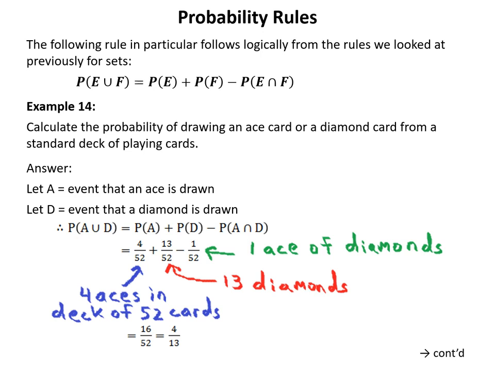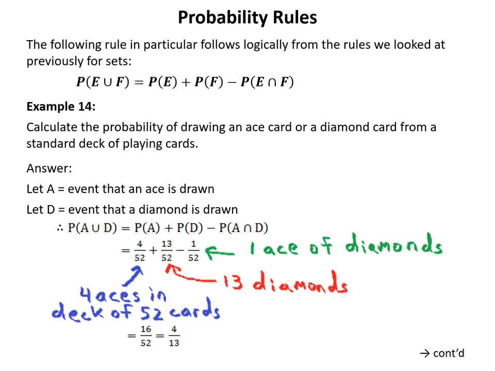The following rule in particular follows logically from the rules we looked at previously for sets. The probability of E union F is equal to the probability of E plus the probability of F minus the probability of E intersection F. Now in example 14, we are asked to calculate the probability of drawing an ace card or a diamond card from a standard deck of playing cards.